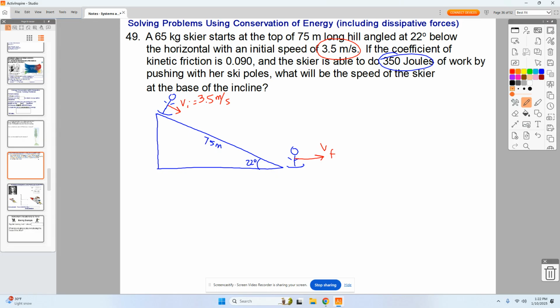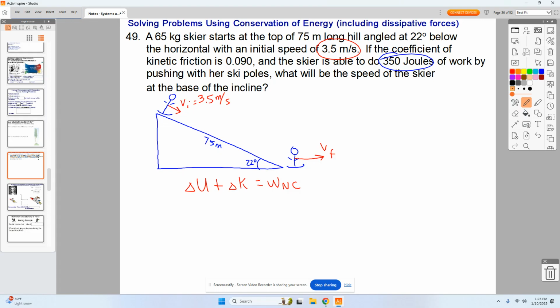Okay. Let's see. I'm going to try to do this using energy principles. The main equation for energy principles looks like this: delta U plus delta K is equal to work non-conservative. Very powerful equation, all condensed into like 3 variables. Any changes in potential energy and any changes in kinetic energy are due to non-conservative forces doing work. Very, very powerful statement.